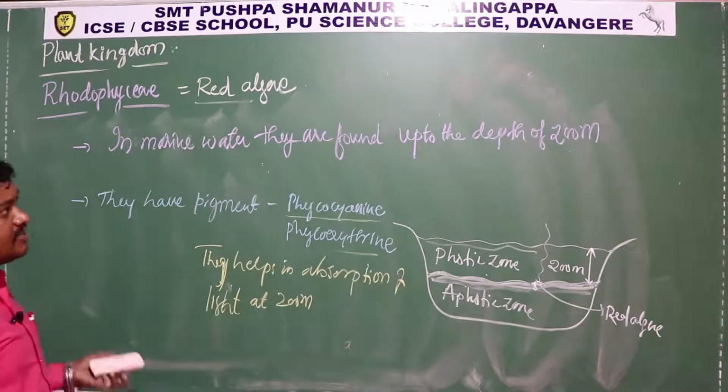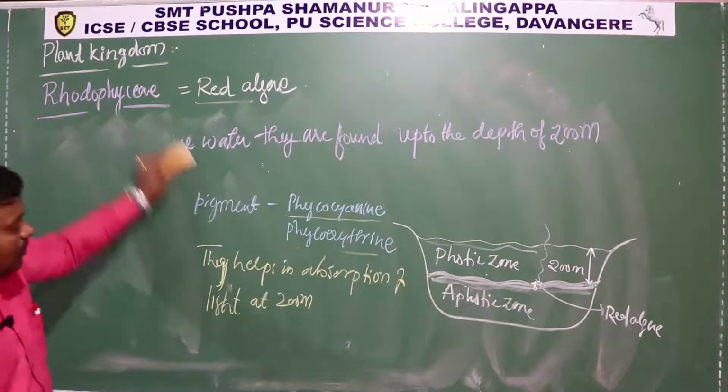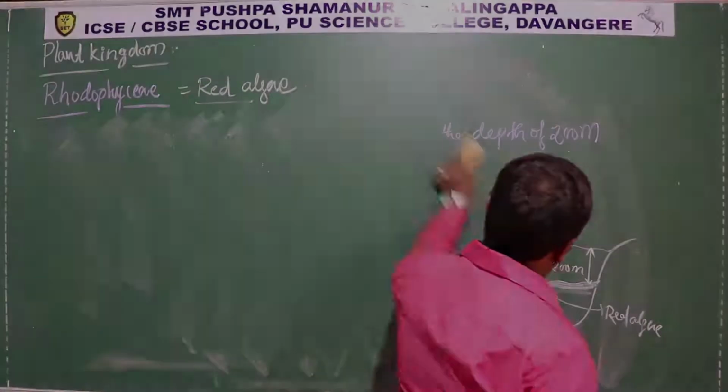photosynthesis. So there is a reason why this red algae could be found around 200 meter in the marine water body. This is the main reason. Okay.